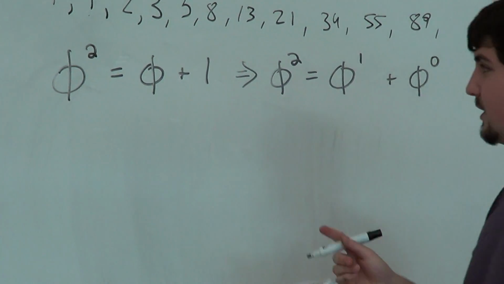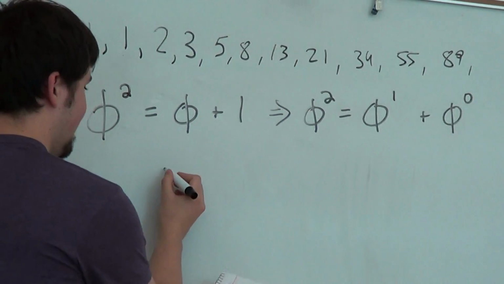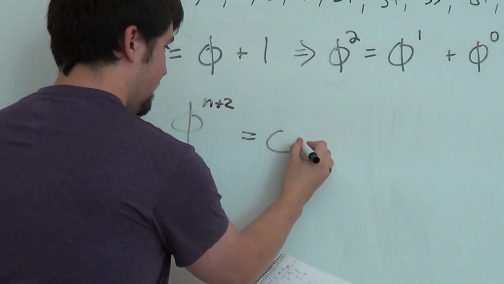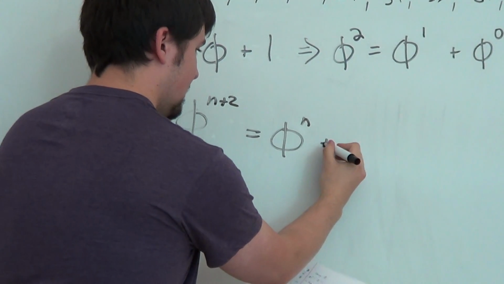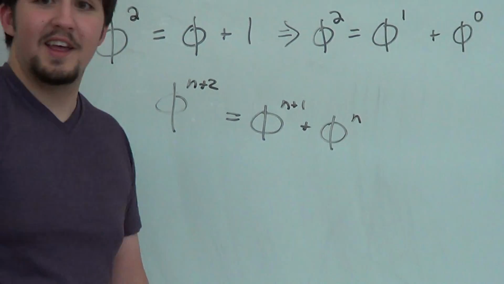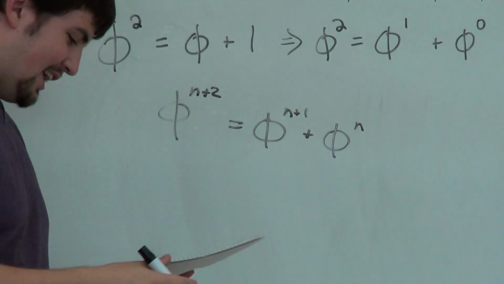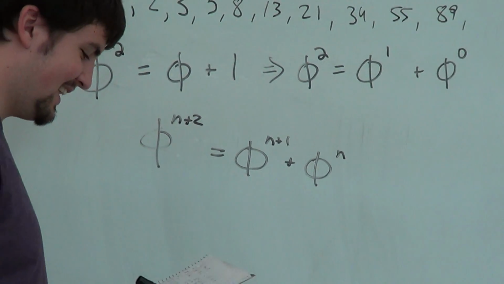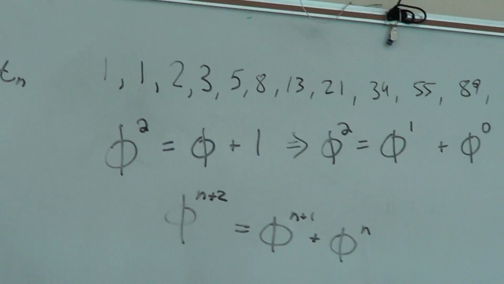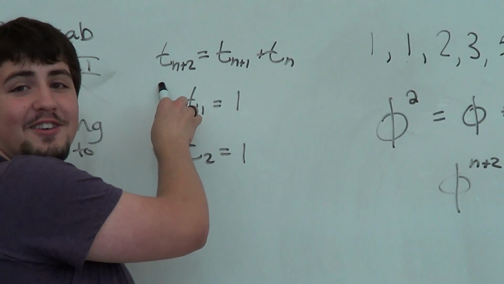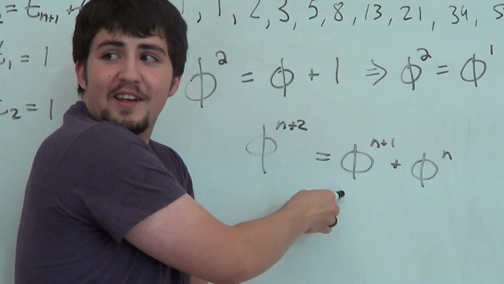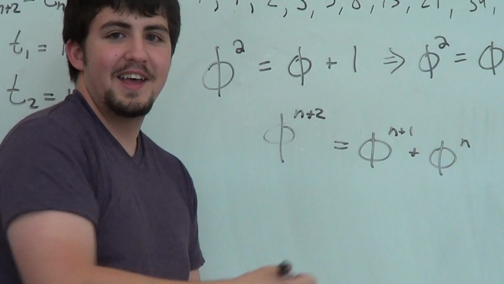In fact, if you wanted to get even weirder, phi to the n plus 2 power equals phi to the n plus 1, plus phi to the n, for any n. It's really weird. And if that looks familiar, it's because it's just like the Fibonacci sequence it came from. If you add one phi power to the next phi power, you get the next one.